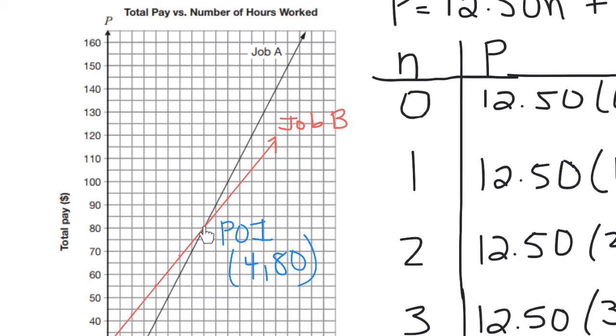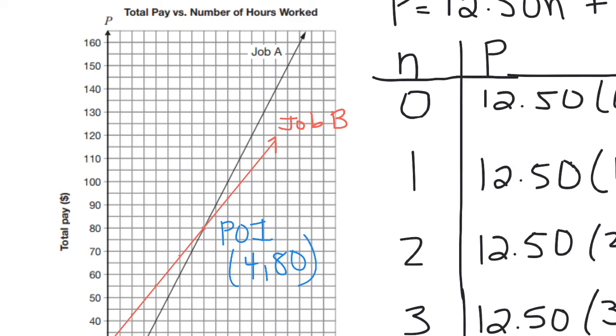So if we were to compare the line for job A to the line for job B, we would very clearly see that the black line representing job A is slightly steeper or more slanted than job B. And what this implies is that after 4 hours, as the time increases, so as if Shane works more than 4 hours, he will actually get more pay or more total pay for job A than he would for job B.